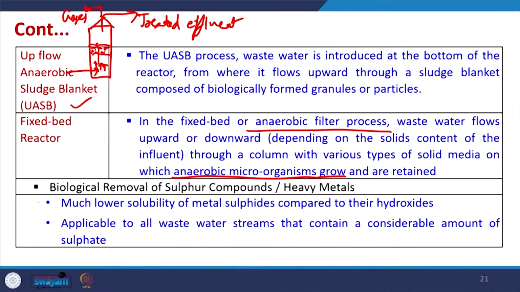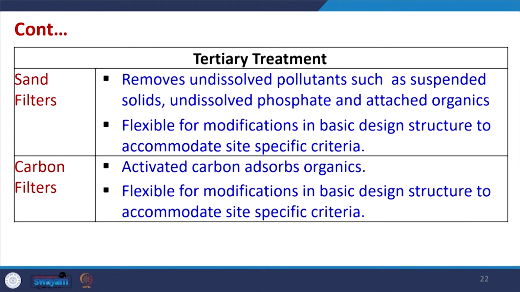So, this is there. Biological treatment can also be used for removal of sulfur compounds, heavy metals, also for nutrient removal also. So, any of these possibilities is there with respect to biological treatment, because nutrient removal is also very important so as to avoid eutrophication and other things. So, biological treatment can be used for this purpose as well.